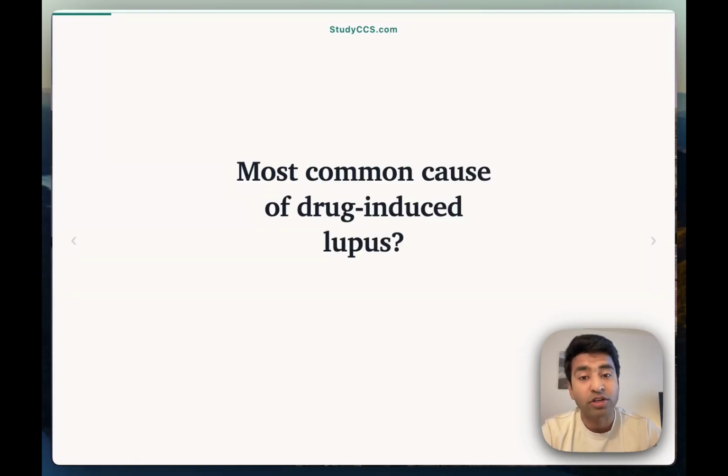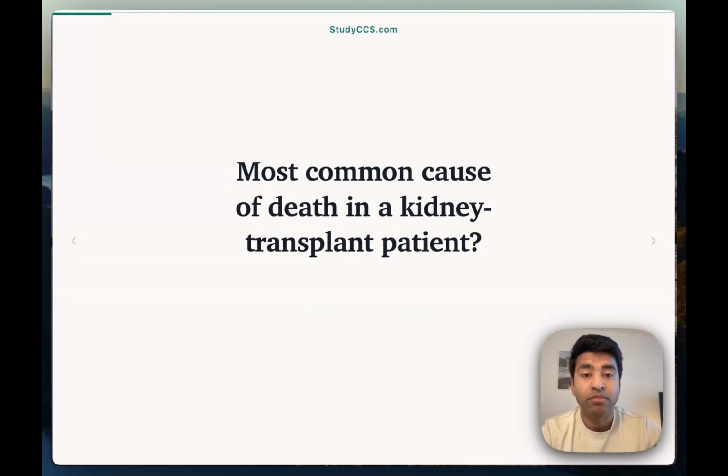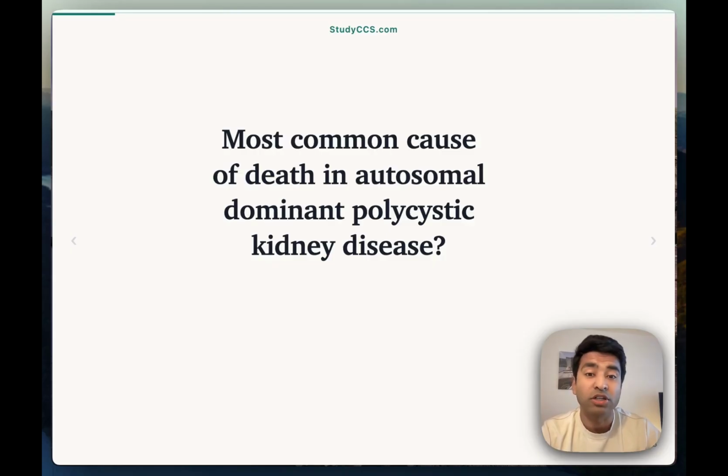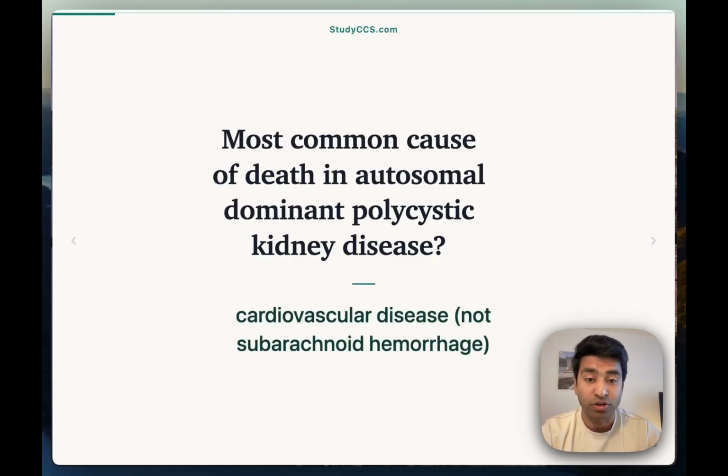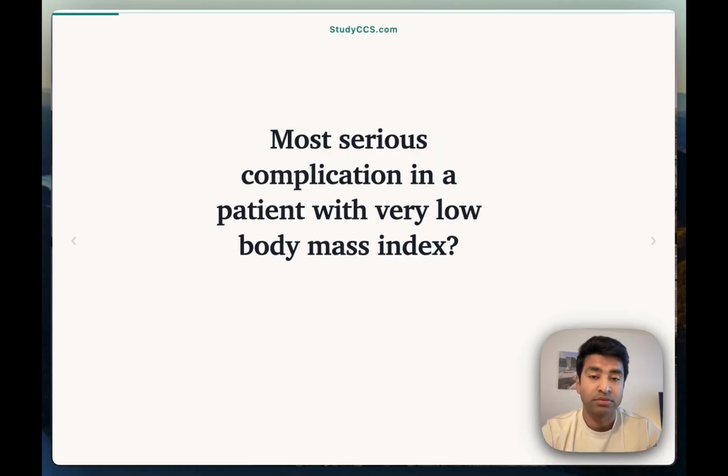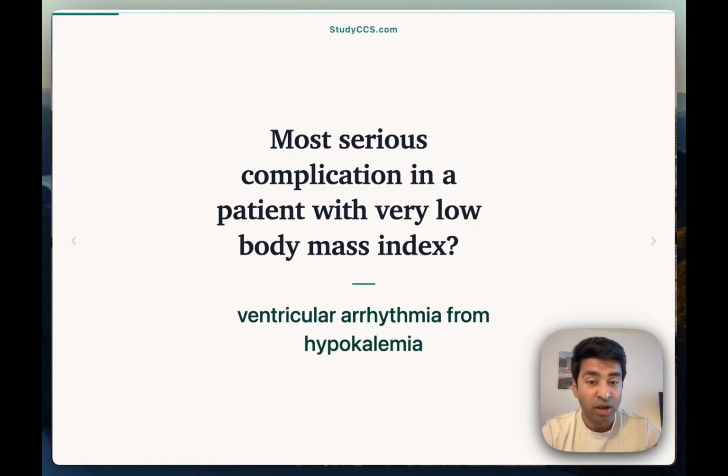Most common cause of drug-induced lupus. Most common cause of death in a kidney transplant patient, cardiovascular disease. Most common cause of death in autosomal dominant polycystic kidney disease, cardiovascular disease. Subarachnoid hemorrhage is the classic one that you hear, but it's not the most common cause of death. Most common complication in a patient with a very low BMI, ventricular arrhythmia from hypokalemia.